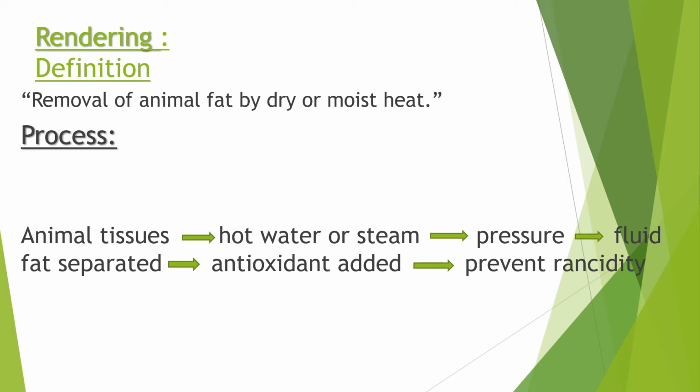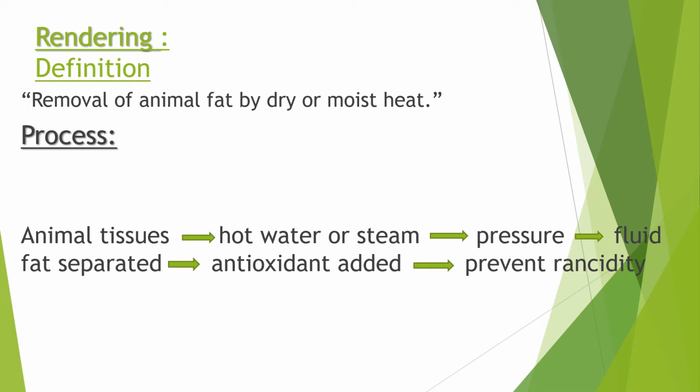So by definition, the removal of animal fat by dry or moist heat is known as rendering. The process which we use will be either dry or moist heat. Dry rendering is done by heating the tissues and collecting the melted fat as it is drained and finally expressed by squeezing the residue.